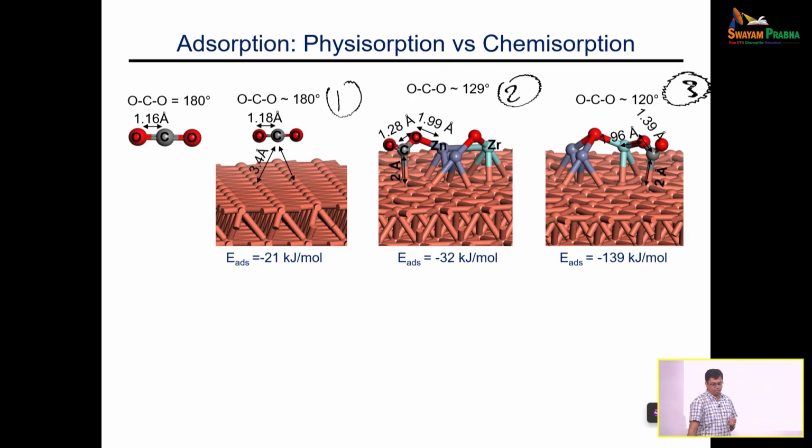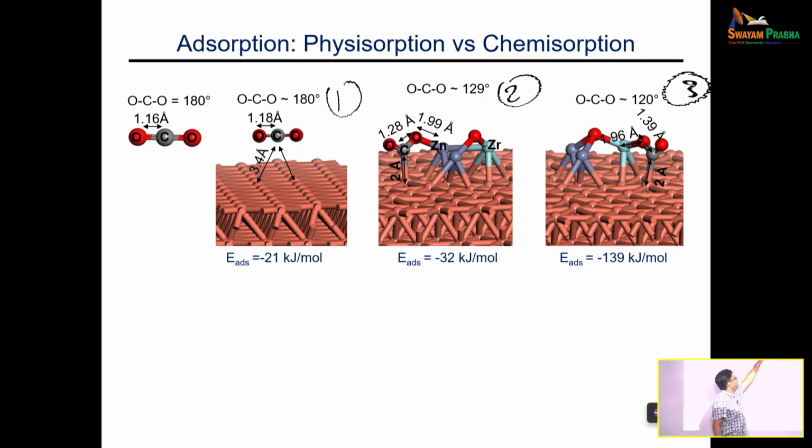Everybody agreed to 3 being chemisorption. Yes, you're right. What about 2 and what about 1? How many of you for chemisorption? Majority is for chemisorption, and why? I mean, I'm showing there are, or rather, it appears that there are bonds.